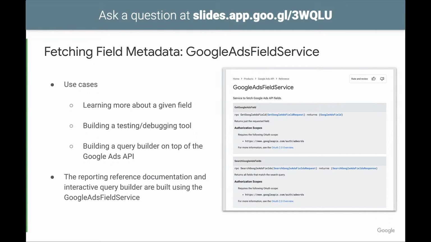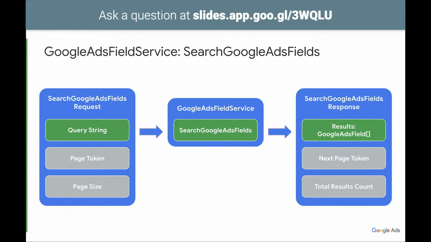We'll pass in a request and we'll get a response object. Just to show you visually, this is similar to how searching works. We have our SearchGoogleAdsFieldsRequest, which contains a query string. We pass that query string to the SearchGoogleAdsFields method on the GoogleAdsFieldService, and as a result we'll get a SearchGoogleAdsFieldsResponse. One of the fields in that response will be an array of results containing GoogleAdsField objects.